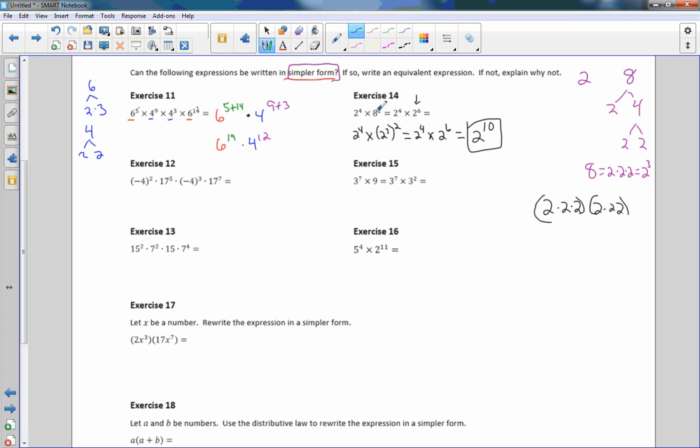Even though these bases weren't the same, we can make them the same because we have a multiple of the other base that creates this composite 8. Okay.